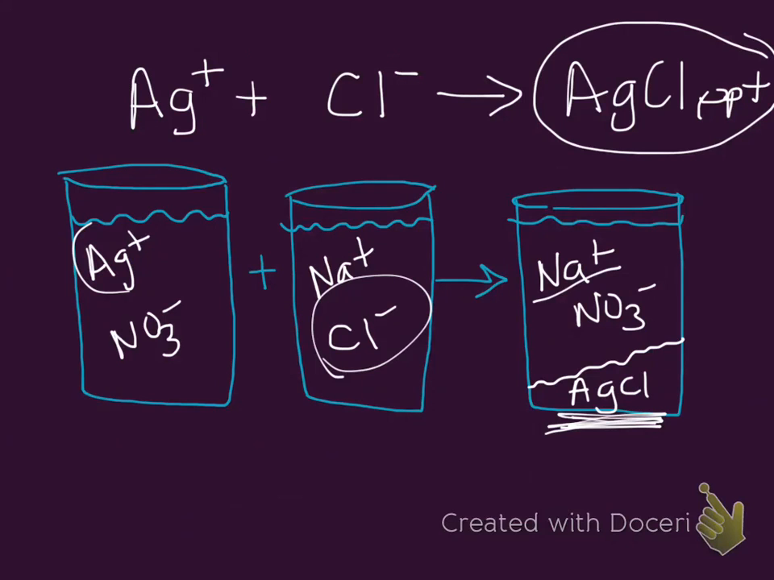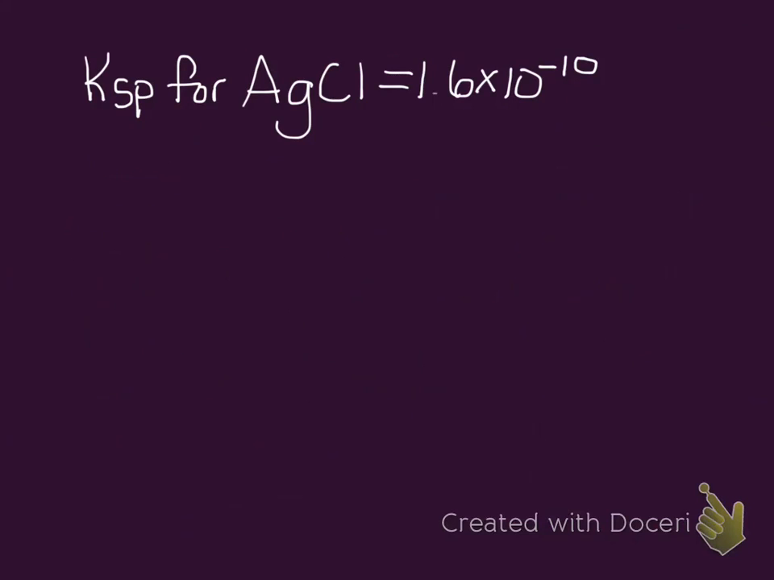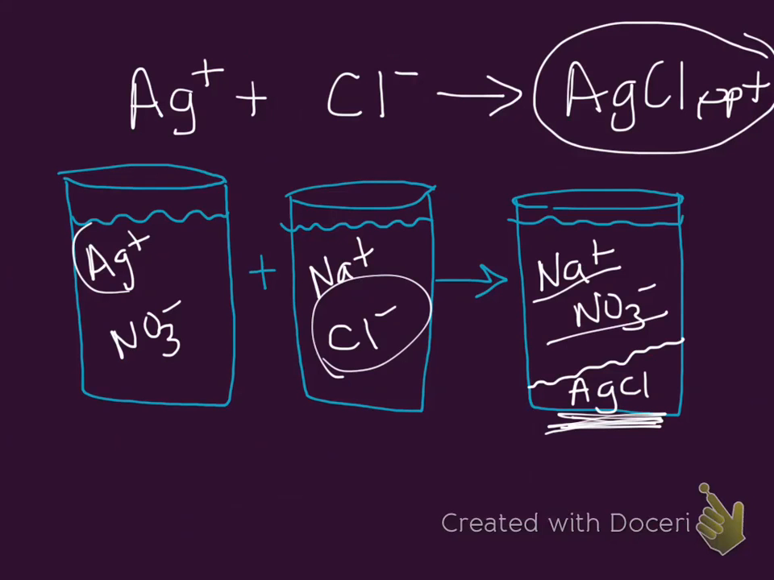So we don't really care about the Na+, we don't really care about the NO3-. They're in there, but we're not really focused on them. Instead, we're going to focus on the precipitate that formed. So if we have AgCl, most of it is going to stay a solid. It's going to sink to the bottom and stay.